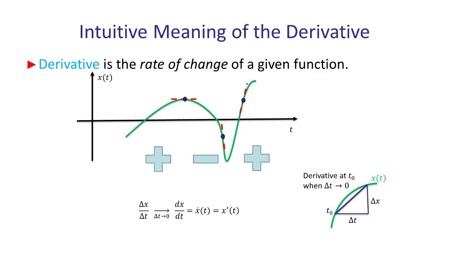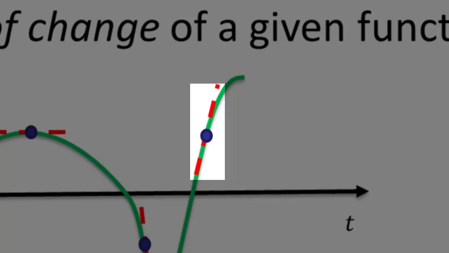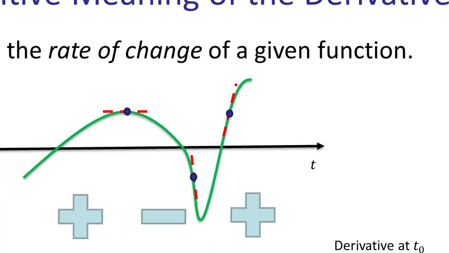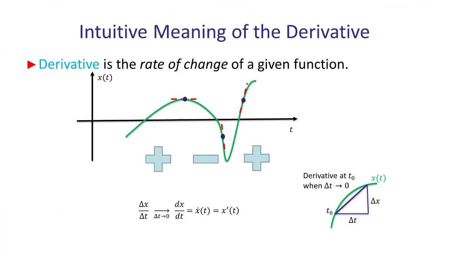Another interpretation of the derivative is local slope of the tangential line. Note that the derivative is not defined for discontinuities or corners. Formally, the derivative is defined as the limit of the ratio delta x to delta t when delta t goes to 0. Sometimes we will be using symbolics such as dx to dt to show the derivative of x with respect to t, and sometimes we will be using x dot of t or x prime of t. All of them are the same.